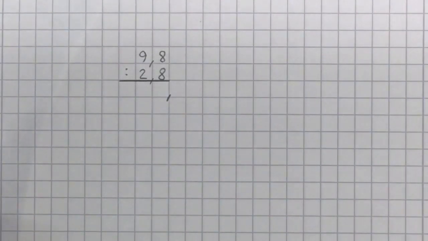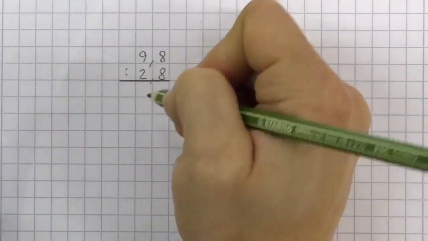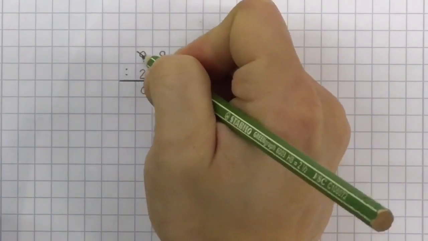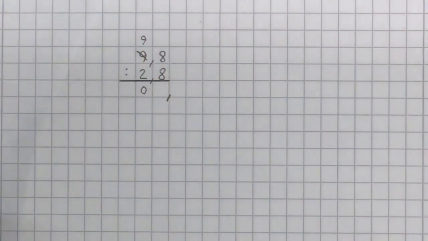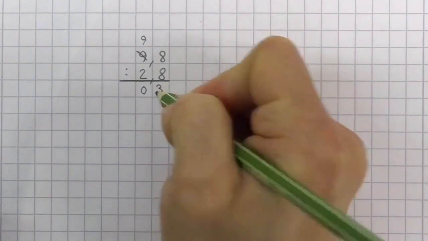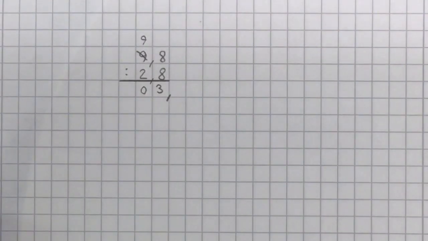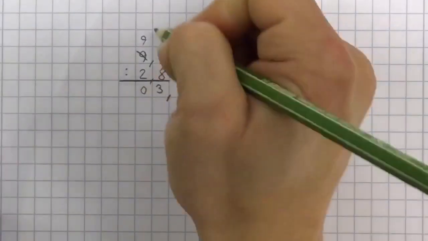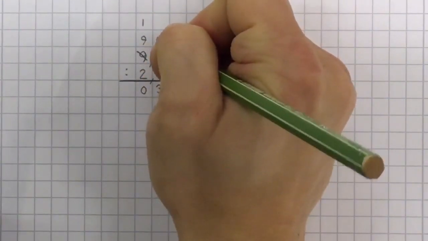So now when we're counting, we're gonna treat these numbers as if they didn't have decimals. So we're gonna look at them as 98 and 28 to make it a bit easier for ourselves. So 28 in 9, well, 0 times. We still have the 9 as a partial remainder. And then 28 into 98, that goes 3 times. That is 84. So we'll have a partial remainder of 14.